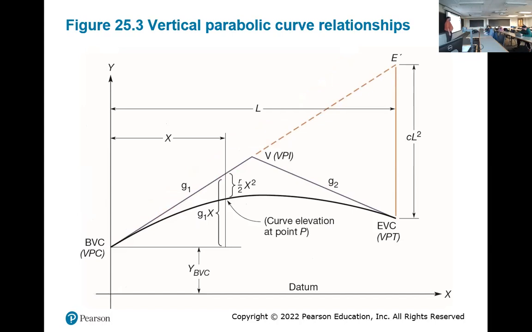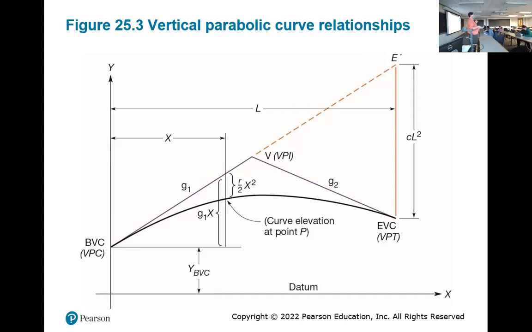BVC is beginning of vertical curve. EVC is end of vertical curve. PVI or V, that's the intersection of the two tangents. Right. Now, your grades, G1 and G2, those are always done as percent grade.